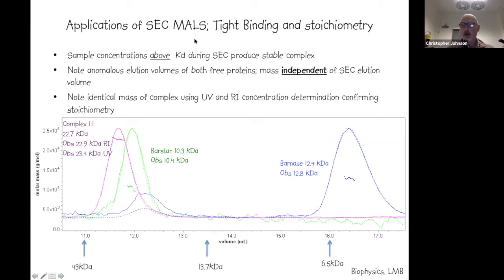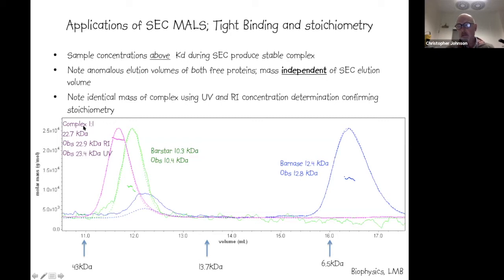We can also start to look at interactions between proteins. So for tight binding, this is pretty straightforward. We hope that we can look at the mass of the individual proteins, in this case, a ribonuclease, and then its intracellular inhibitor known as barstar. And then when you mix them together, we form a complex, and the mass of this complex, if this is a one-to-one interaction, is expected to be around 23 kilodaltons, and that's exactly what we get, measured by refractive index and also determined using the UV extinction coefficient, which we calculate based on this one-to-one complex.